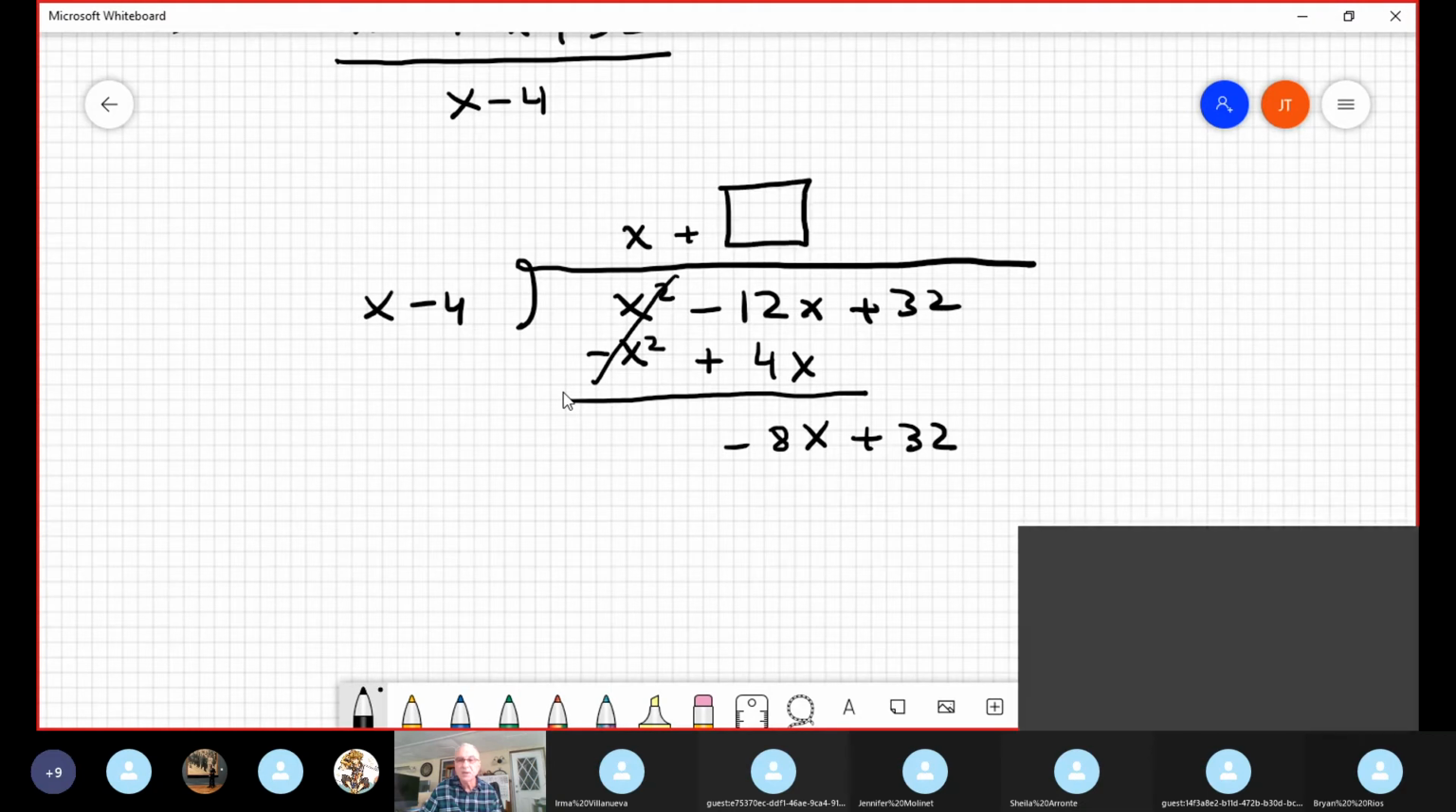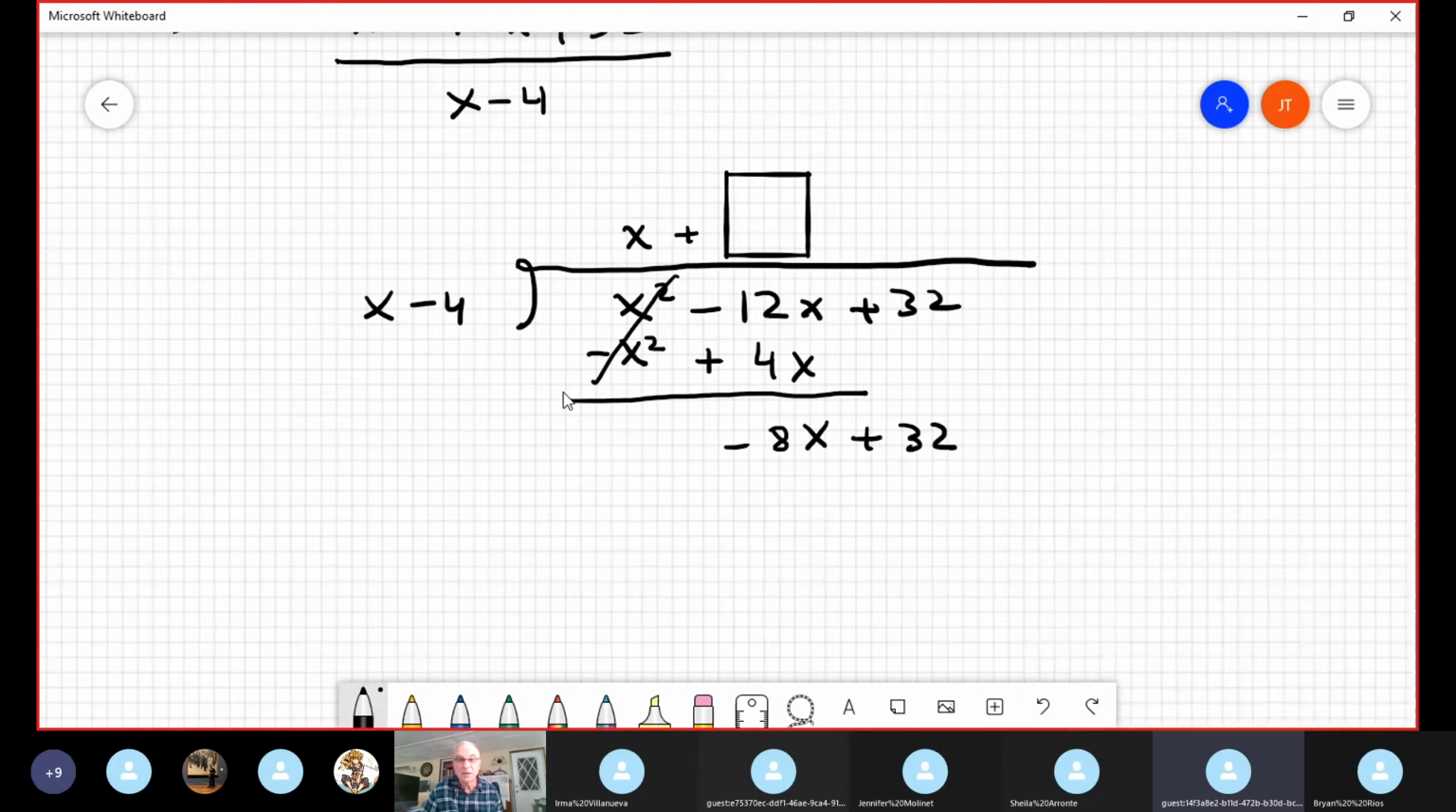I need to find it. Okay, is it 8 or negative 8? It's negative 8, because negative 8 times x is exactly the same as this, negative 8x. Yes or no? Negative 8 times x, yep. And negative 8 times negative 4 is positive 32.